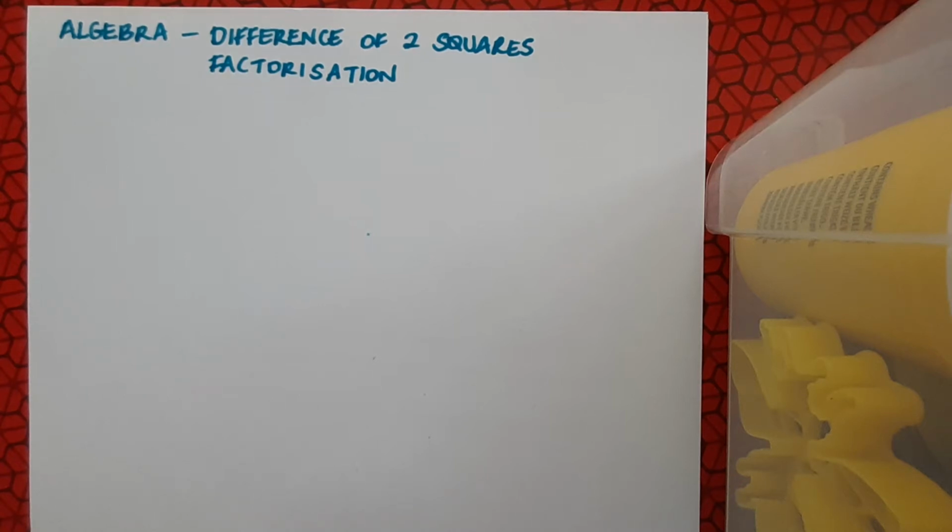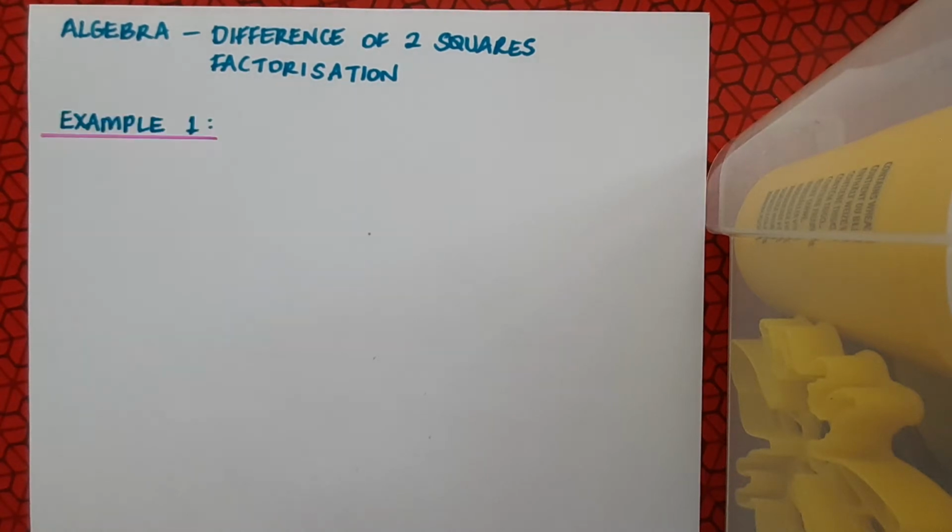This algebra video looks at how to get the difference of two squares. First of all, what does a difference of two squares question look like? Well, at its most basic, it would look something like this. Factorise a squared minus b squared.